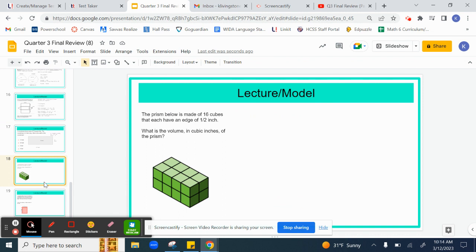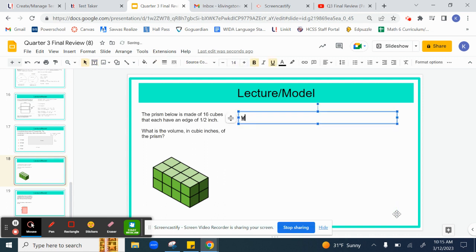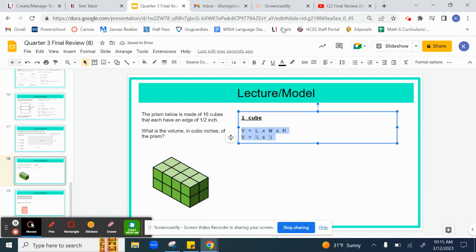The prism below is made of 16 cubes that each have an edge of a 1/2 inch. What is the volume in cubic inches of the prism? Okay, so first we need to find the volume of 1 cube. I know that volume is length times width times height. I know that the length, width, and height of each cube is 1/2 because it says the edge length is 1/2. And with cubes, all sides are the same.